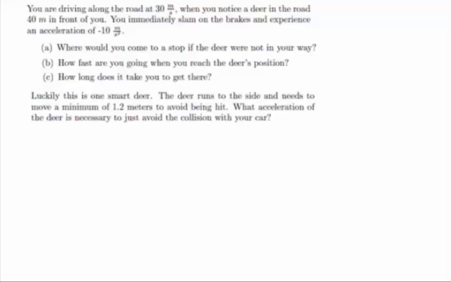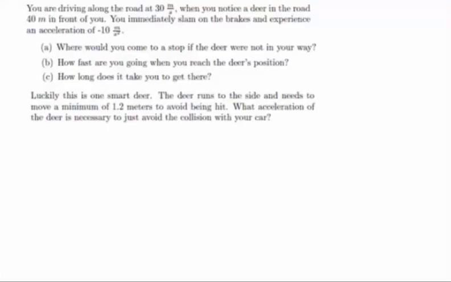Whenever you have two objects in one problem, the most important thing that you can do is be very careful with your notation. Never use the variable x or v or a, because that doesn't specify which object you're talking about. Instead, always use x with a subscript, let's say C for the car and D for the deer, V with a subscript, and A with a subscript.